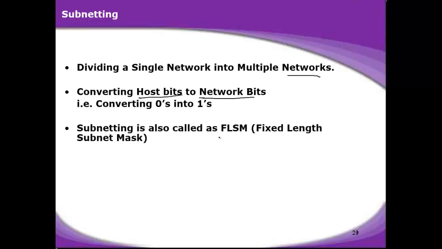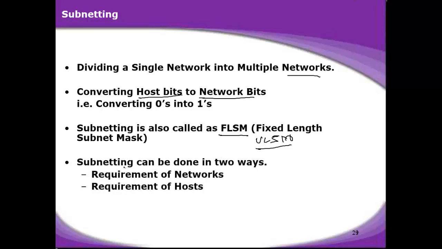So there are two kinds of subnetting. One is the FLSM, fixed length subnet mask. That means you are going to use one subnet mask for multiple subnet IDs. There is one more, that is VLSM, which we will discuss in next video, variable length subnet mask. That says that you are going to use multiple subnet masks for a given network ID.